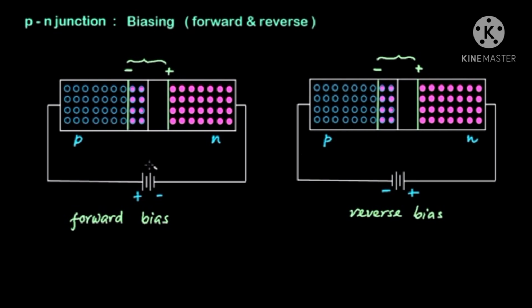I hope you understand all these concepts. So students, in this lecture we studied what a PN junction is, how the PN junction is formed, and biasing of a PN junction. There are two types, forward biasing and reverse biasing.